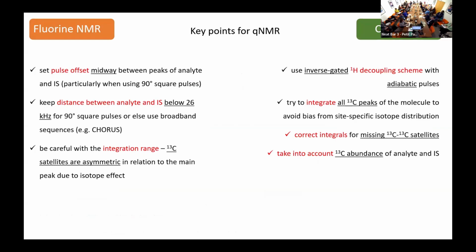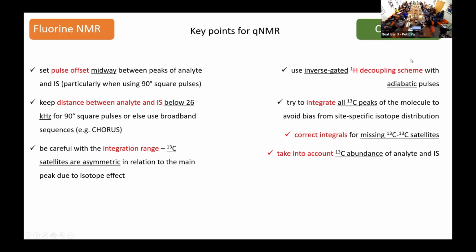So to wrap up, for fluorine, we should position the transmitter frequency exactly midway between the peaks of the internal standard and the analyte, especially when we are using 90 degrees pulse. We should keep the distance between the analyte and the internal standard below 26 kilohertz when using square 90 degrees pulses, or else use broadband sequences. And be careful with the integration because of these asymmetric satellites.